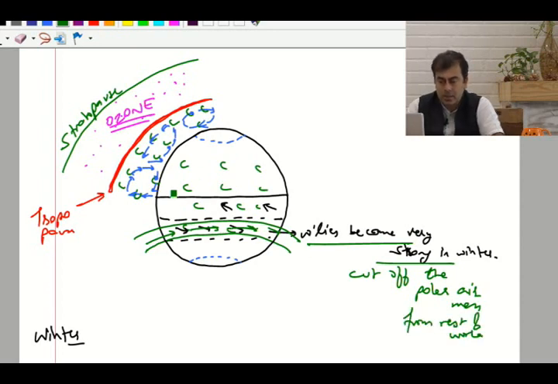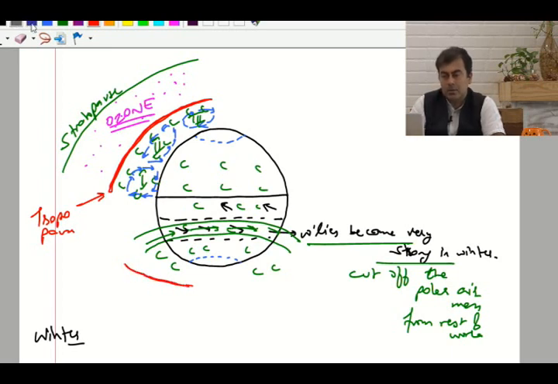Remember these three cells which were created, 1, 2, 3. What are they doing? They are circulating everywhere. But now what is happening? It is cut off. So whatever CFC is there, where is it? It is trapped. But trapped where? In the troposphere. It is trapped only in the troposphere. Now comes a very, very interesting thing. Remember, this is the troposphere, and this is the stratosphere.